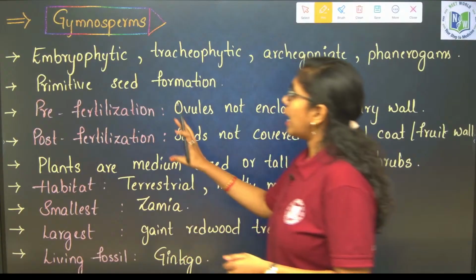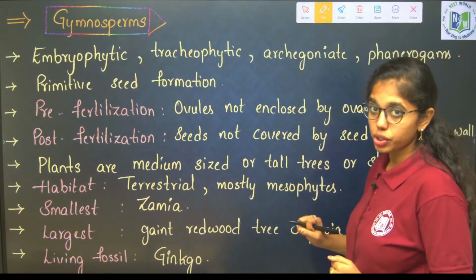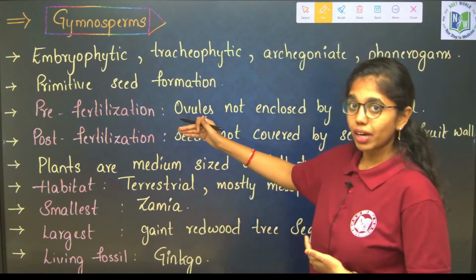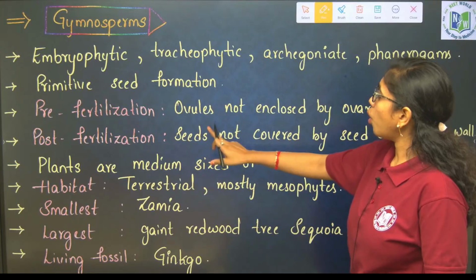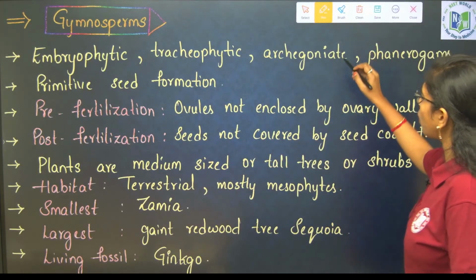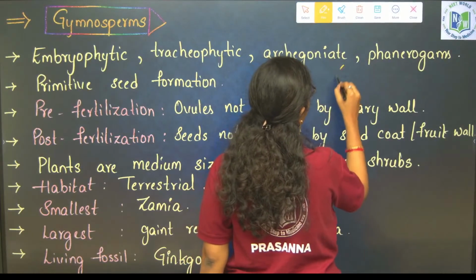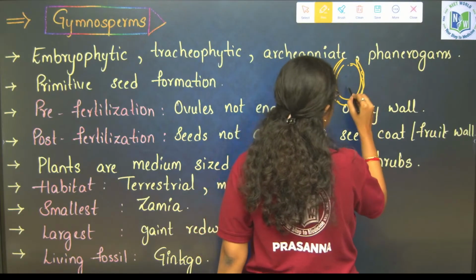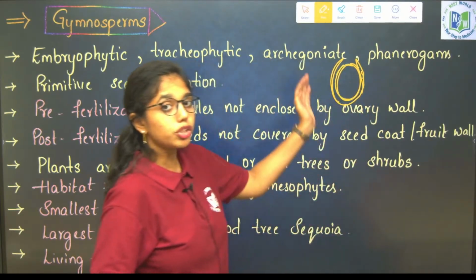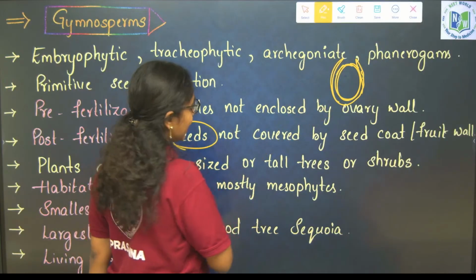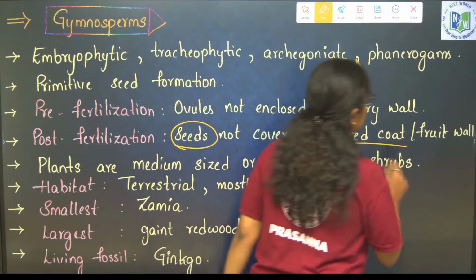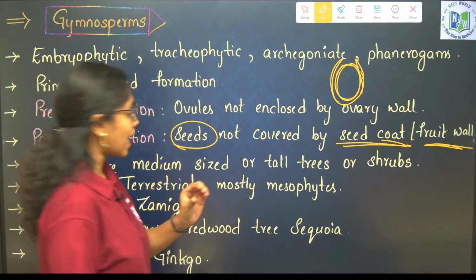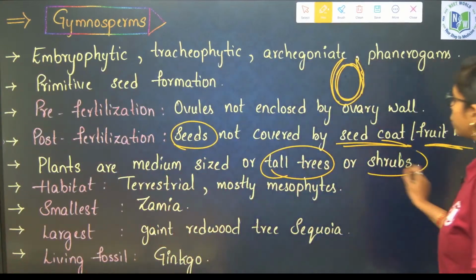So this will have primitive seed formation, wherein seeds are without seed coat. How? Because before fertilization, that is pre-fertilization, ovules are not enclosed by ovary walls. As such, we all know that ovule post fertilization will turn to what? Seeds. Seeds will not be covered by seed coat or fruit wall. Clear, right ma? Next, plants are medium sized or tall trees or shrubs.